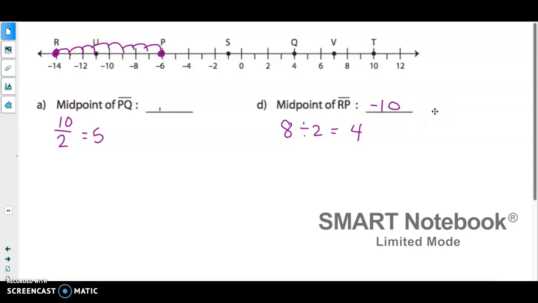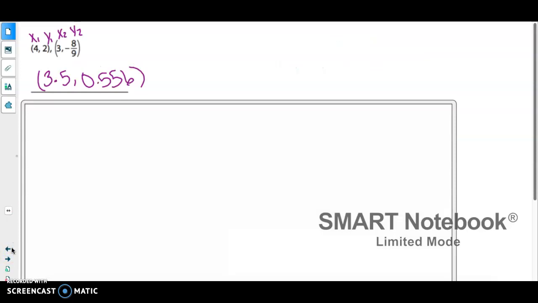So if it's on a horizontal or a vertical line, you can find how far it is. So you just count, then you can divide by 2. So there's another way to do it if it's vertical or horizontal. If it's not vertical or horizontal, then your best bet is to use Desmos or the midpoint formula.